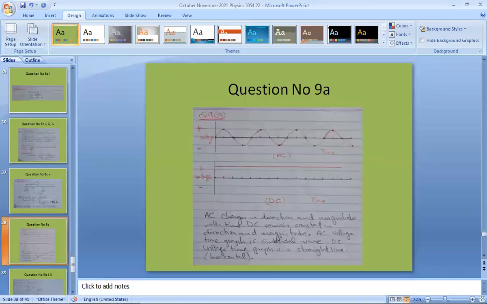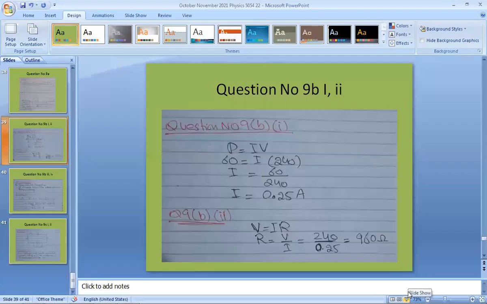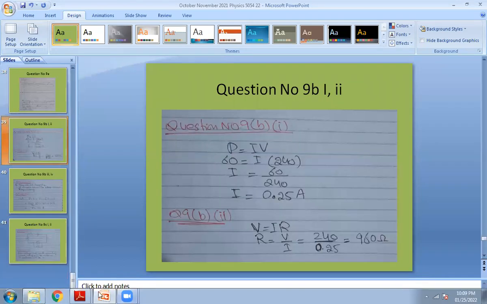I can calculate the current flowing through. It's very simple. P equals IV. So you can see on your screen, P equals IV, 60 equals I multiplied by 240. 240 will go to the other side, it will divide. So I is equal to 60 divided by 240. I will be equal to 0.25 ampere. I hope you will remember this formula and you understand how this is done.